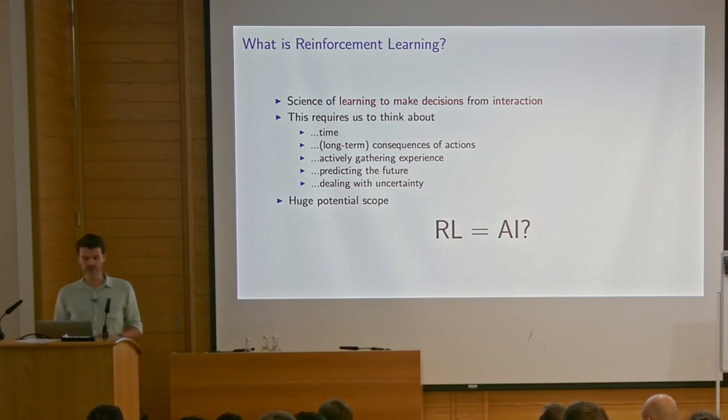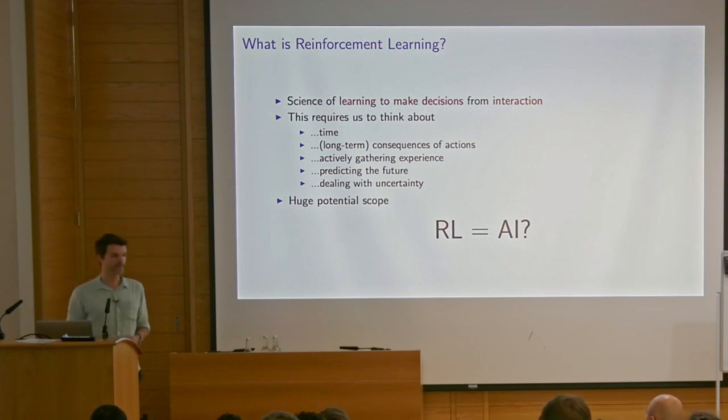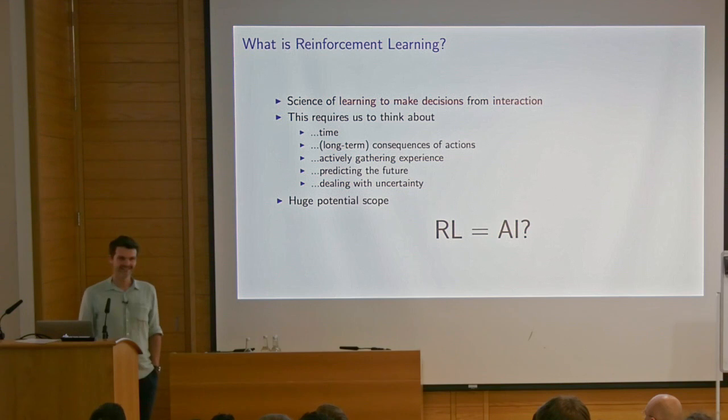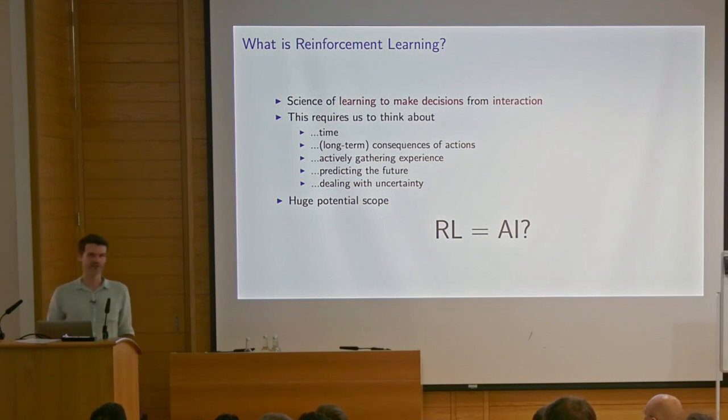In order to reason about making decisions and interacting with the world, we need to reason about time, about consequences of actions, about actively gathering experience, about predicting the future, and about dealing with uncertainty. Now, this is tricky because it's a very general problem, but it also has huge potential scope. So I'm just posing here a slightly provocative question to think about. Is this enough as a framework to basically capture the goal of artificial intelligence? This is not saying that we're there yet. It's not saying that the current reinforcement learning algorithms solve artificial intelligence. It's merely asking the question, is the framework sufficient? I'm not going to give an answer to that. This is up to you to decide whether you agree with that or not.